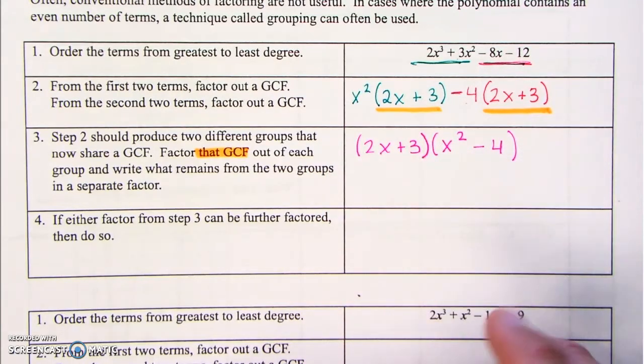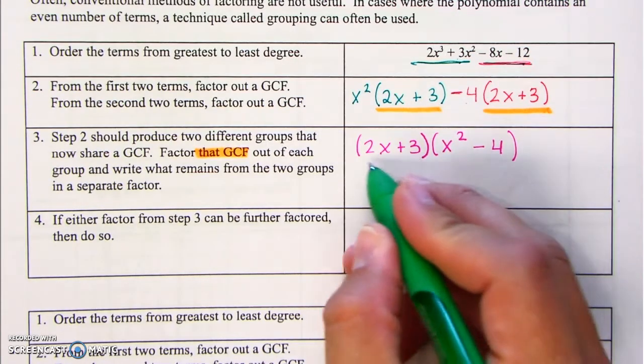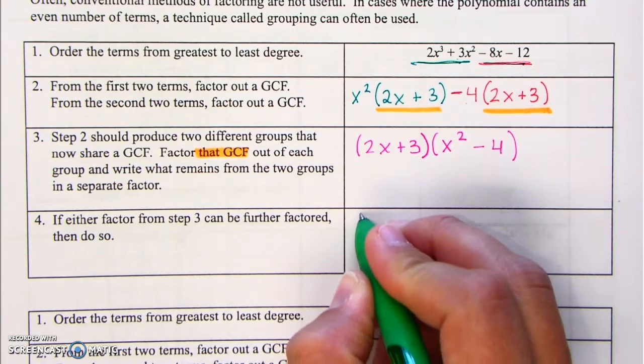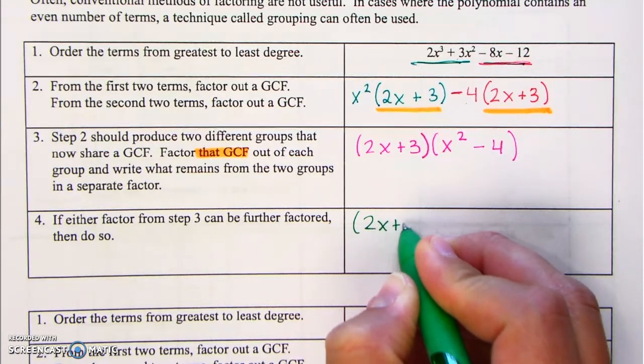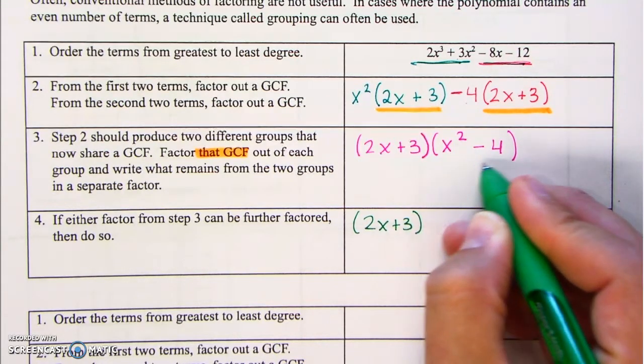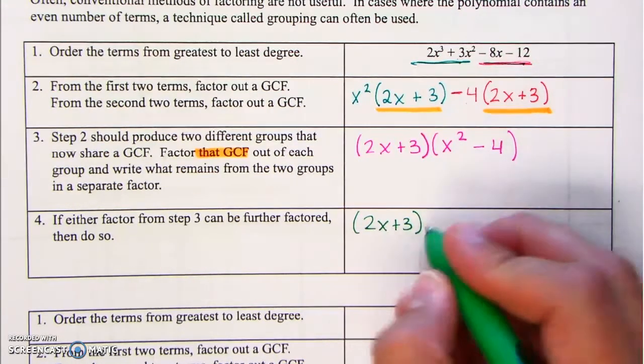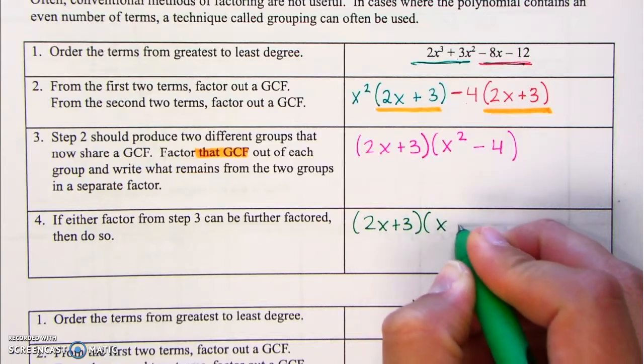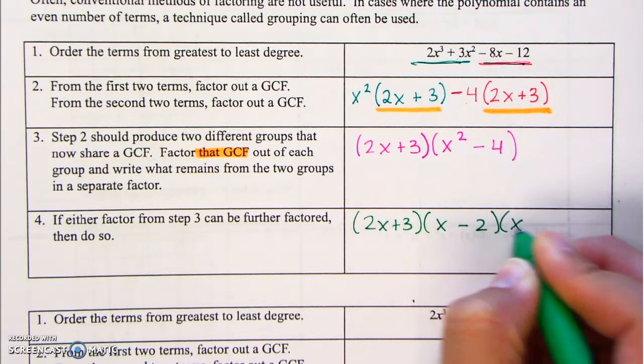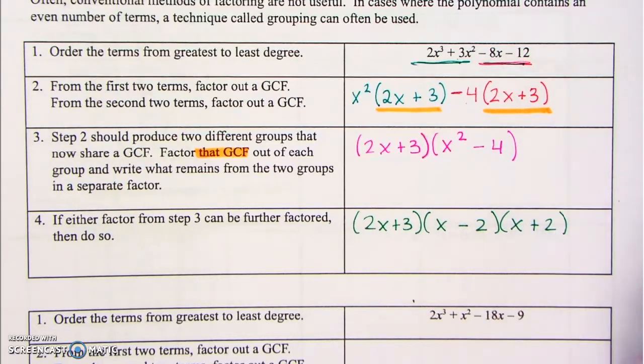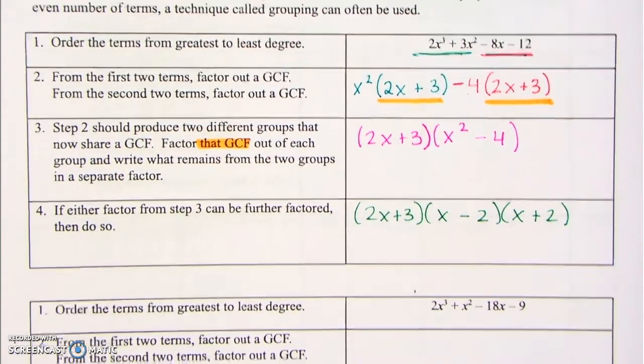And then you ask yourself, can I factor some more? Can 2x plus 3 be factored anymore? Nope. Can x squared minus 4 be factored again? Yeah. X minus 2, x plus 2. And we're done. Let's do another example.